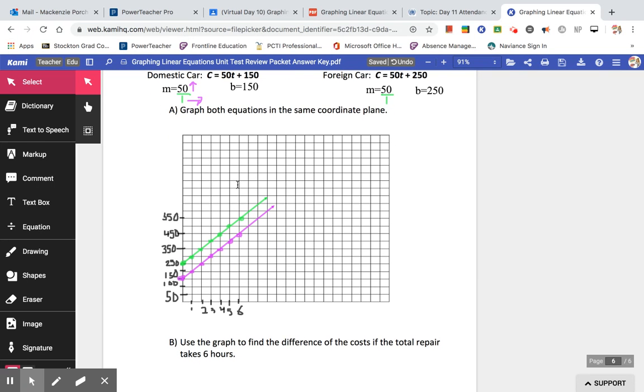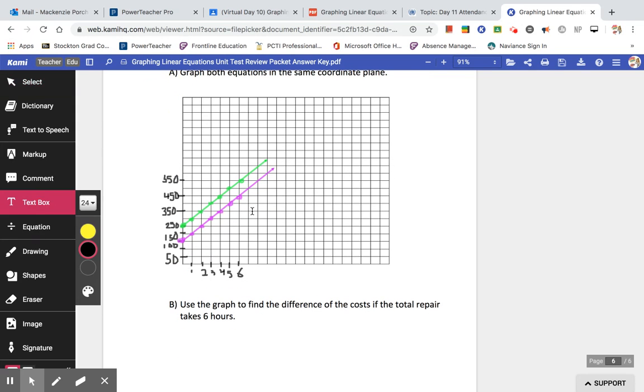So then for part B, it's saying use the graph to find the difference of the cost if a total repair takes 6 hours. So that's why I labeled up to 6. You can take a peek at part B to see what you have to go up to. So all I'm doing is finding what each of them are at 6 hours and subtracting those 2 values. So if I take a look at 6 hours for the first one, 6 hours for the first one hits at 450, I believe. Yeah.